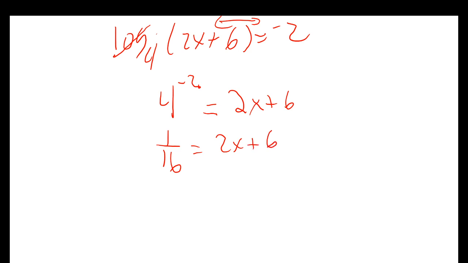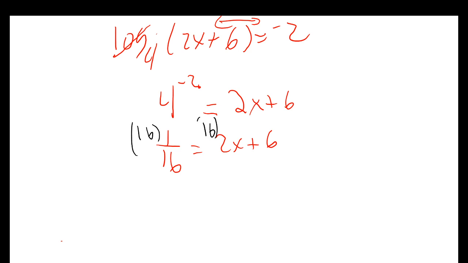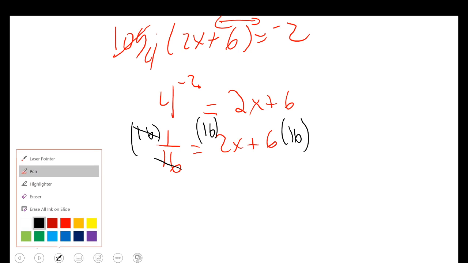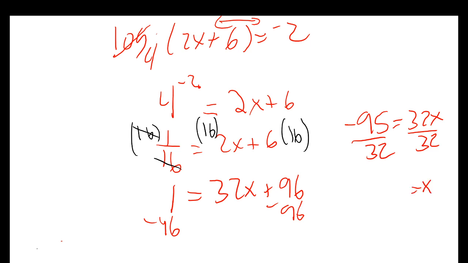Now, how you solve this is kind of your personal preference. What I do, and this is strictly what I do, I multiply everything by 16 to clear the fraction. That's my personal choice. So this 16 and 16 cancel. And we'll get 1 equals 32x plus 96. We'll subtract 96, subtract 96. We'll get negative 95 equals 32x. We'll divide by 32. And we'll get x equals negative 95 over 32.